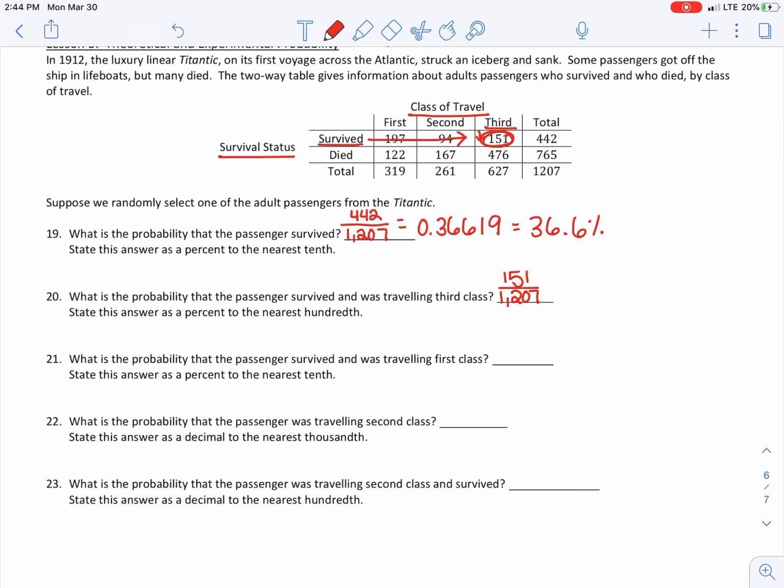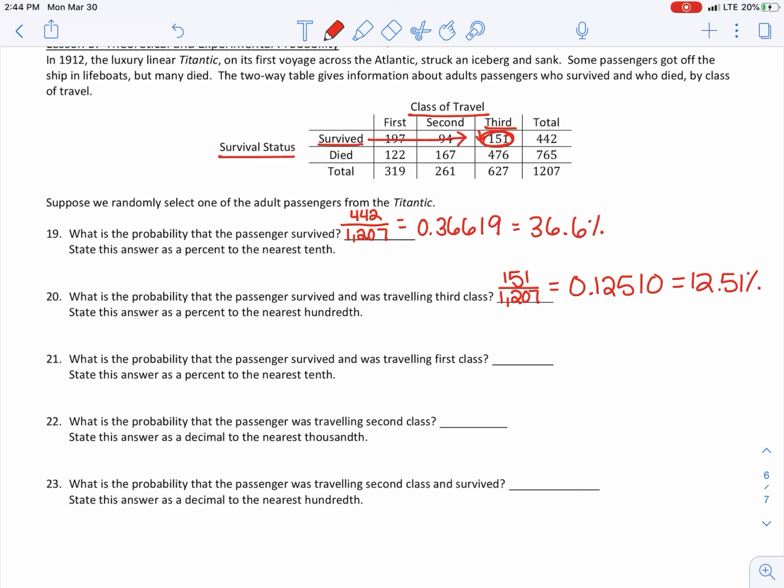So again, we take that 151, divide by 1,207, and we get 0.12510, and it keeps going on and on. So multiply that by 100, and we get a percent of 12.51%. And that's rounded to the nearest hundredth.